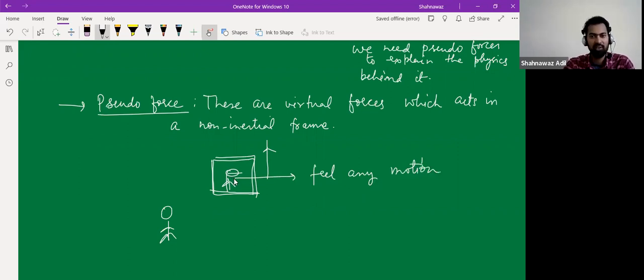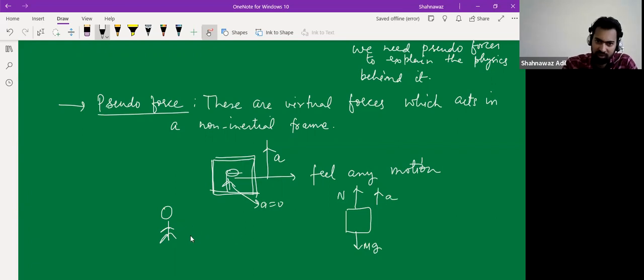But when you are in the lift, you are disconnected from the outside world, so you will not feel any motion. So for the outside person, the lift is accelerating. But for the person inside, the lift is not accelerating. So for this person, the free body diagram will be: this is mg, this is normal reaction, and this is acceleration, for the frame of reference of this person. So Newton's laws of motion will be what?